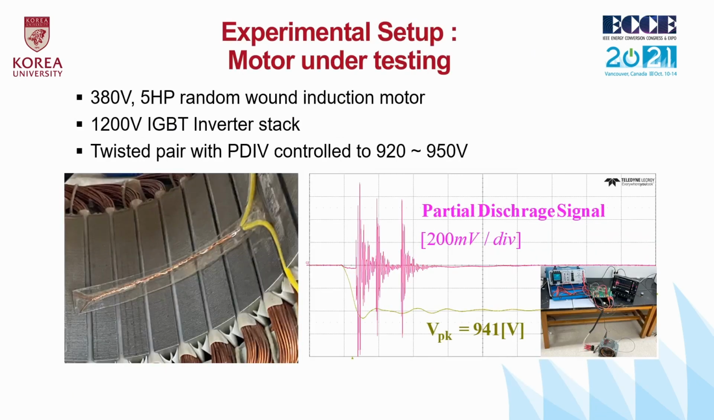The proposed method was tested on a 5 horsepower, 380 volts rated voltage induction motor with an inverter stack having 1200 volts rated IGBTs and 800 volts DC link voltage. Since it is hard to find a stator winding that produces PD above 800 volts and below the test voltage, a twisted pair of conductors was used as a PD source. The twisted pair was carefully adjusted to emulate the case where PDIV level has decreased to approximately between 920 volts and 950 volts, as shown below.